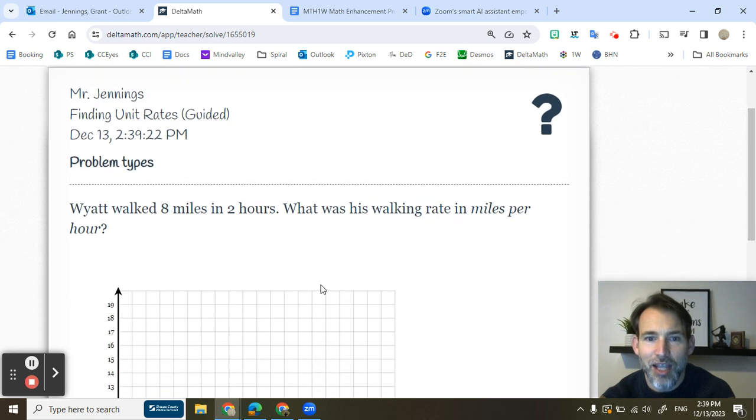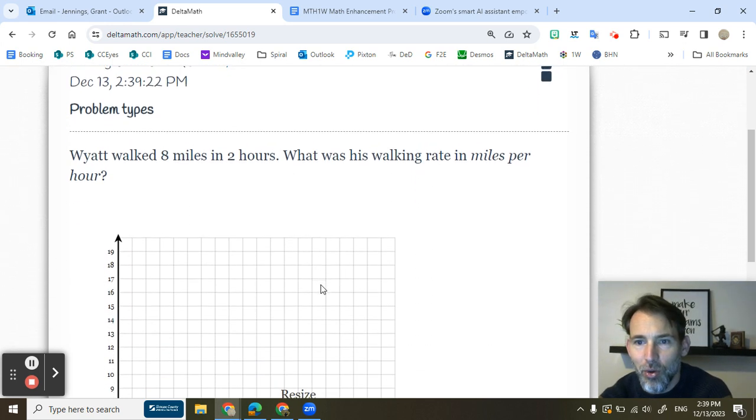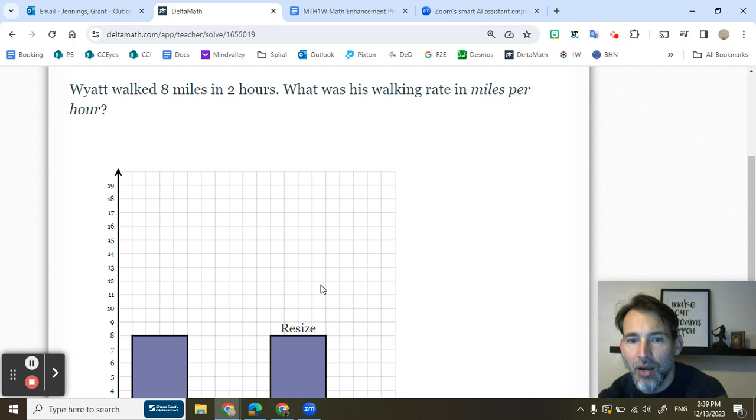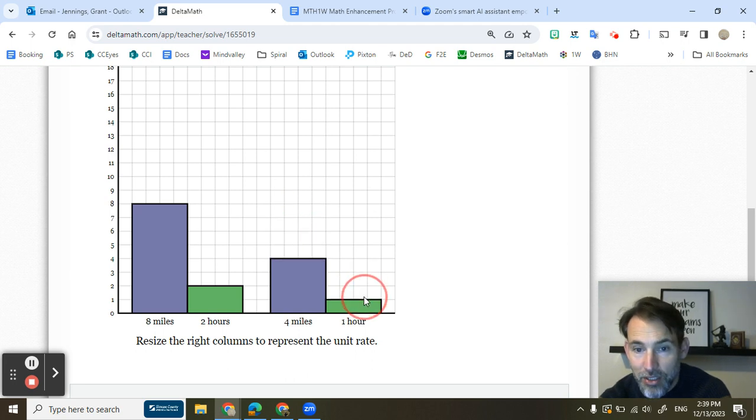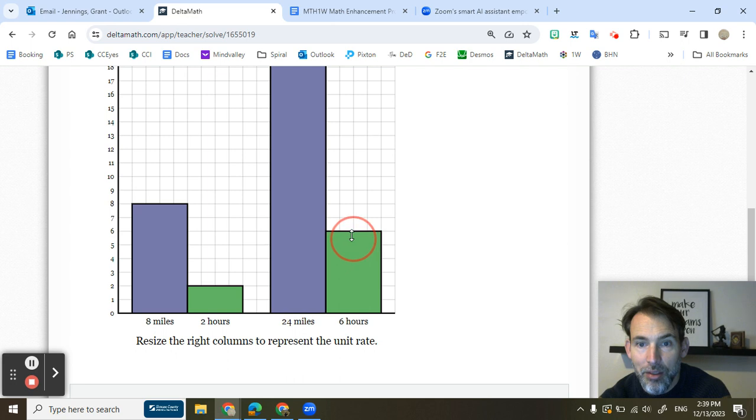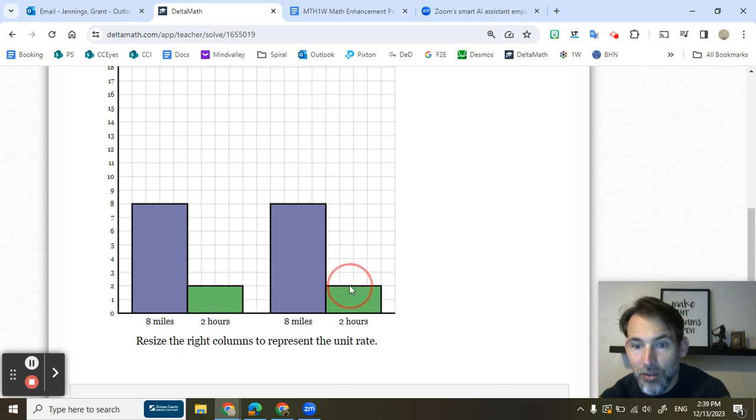Wyatt walks 8 miles in 2 hours. What's his walking rate in miles per hour? So 8 miles, 2 hours. We want to resize it so that we get miles per hour. If I resize this down, you see what happens. If I resize up, you see the ratio between those two things stays the same. If they go to 0, they'll both be 0.